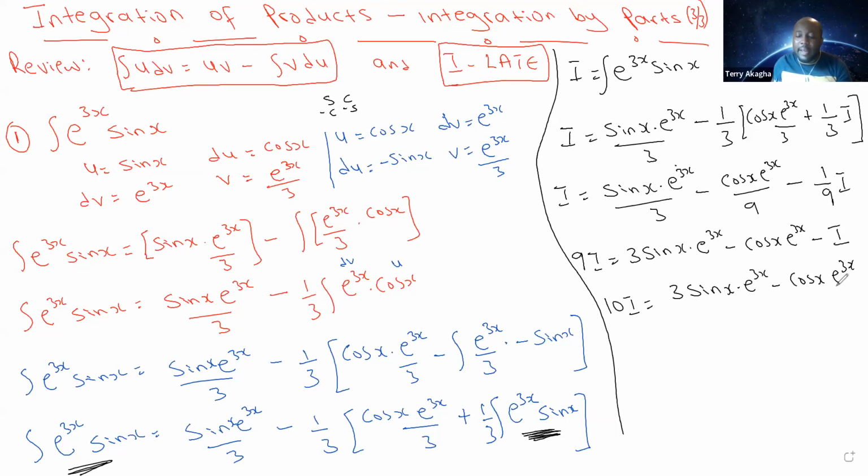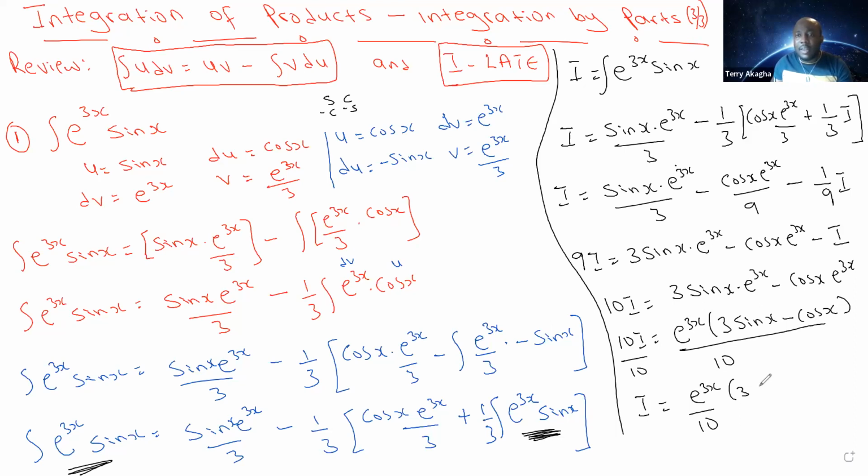We have e^3x. So we can say 10I is equal to e^3x, exponential 3x, into bracket 3 sin x minus cos x. Now we divide both sides by 10 to make I the subject of the formula. Then I is going to be equal to e^3x divided by 10 into bracket 3 sin x minus cos x, plus c. And that will be the answer for that.